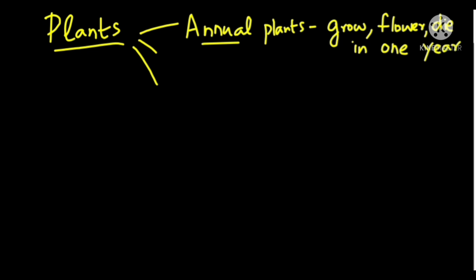Can you tell me an example of any such kind of plants? They grow, they flower, they will die in 1 year. The same year they will die, but you can reap their seeds, flowers and fruits that year. Next year you have to sow another. Can you give me any example of such a plant? Yes? Yes, Amrita?